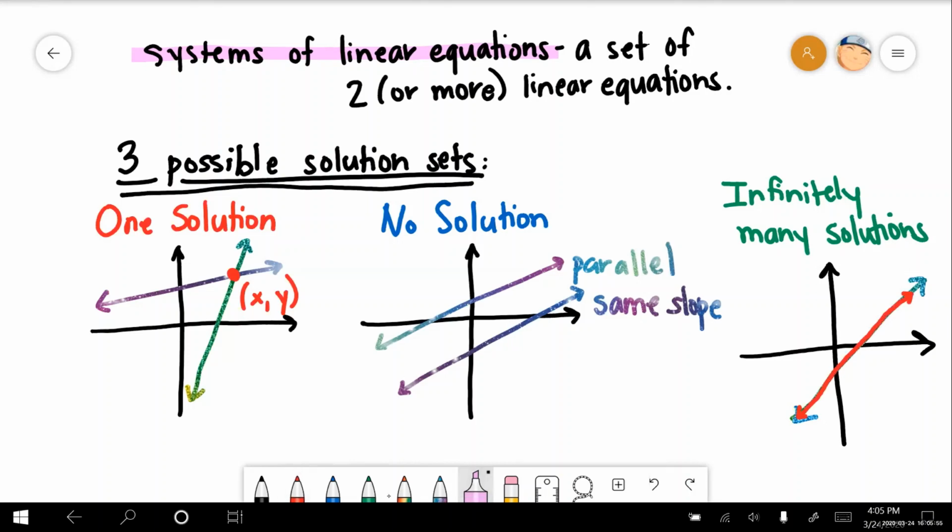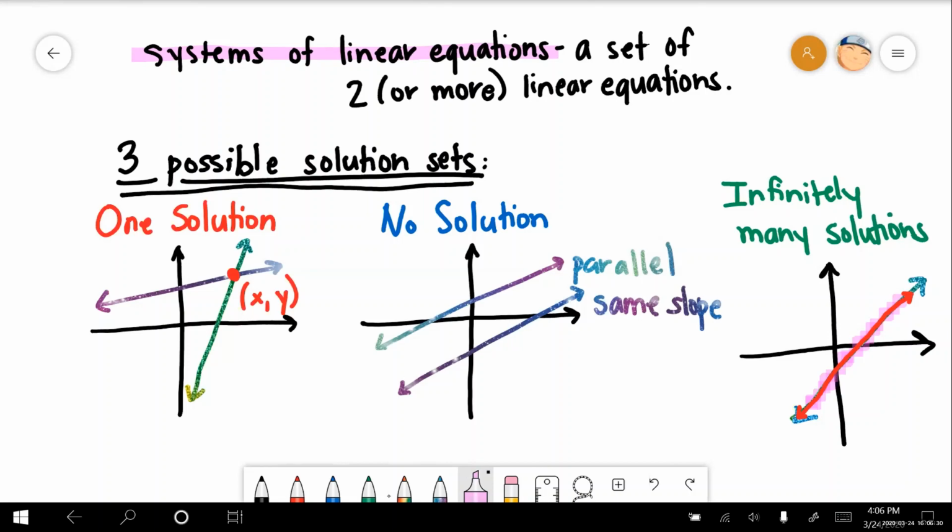Now, technically what that means is that it's got a bunch of points that all match up. So many points, in fact, that it creates a line itself. And since all the points are shared, then that means all the points are solutions, and hence infinitely many solutions. Okay, so these are the three possibilities for solution sets for our systems of linear equations.